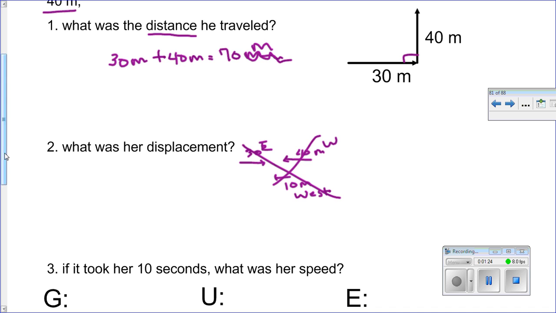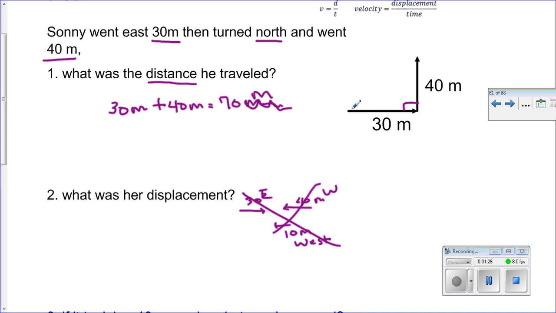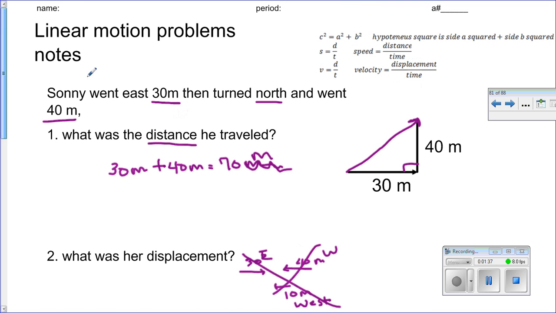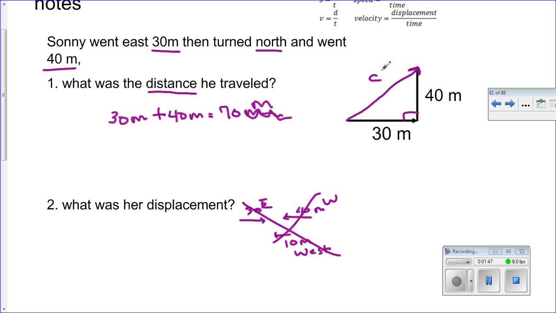So what we have to do is think about this as a triangle. I went to the right and up, so my resultant vector is the hypotenuse of a triangle, okay? Which is why I've given you the equation up here, the Pythagorean theorem, where the square of the hypotenuse is equal to side A squared plus side B squared. So what do I have? Do I have a hypotenuse? No, I don't. That's C, right? I have A and I have B, the legs of the triangle.